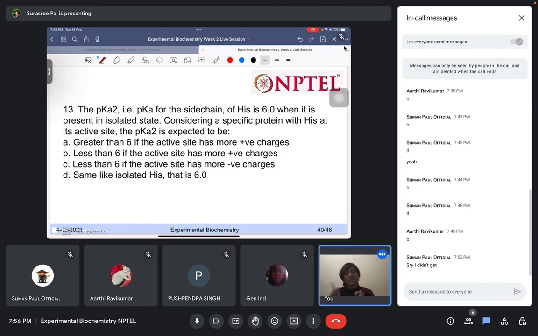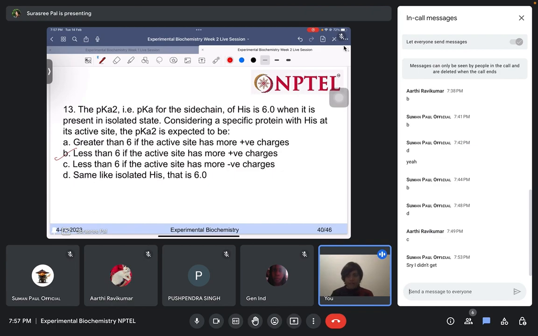So if it requires less pH, it means the pKa will also be less, because you know pKa will also fall, which is why the pKa of the histidine will be less than 6 if the active site has more positive charges. So that is the correct answer here.